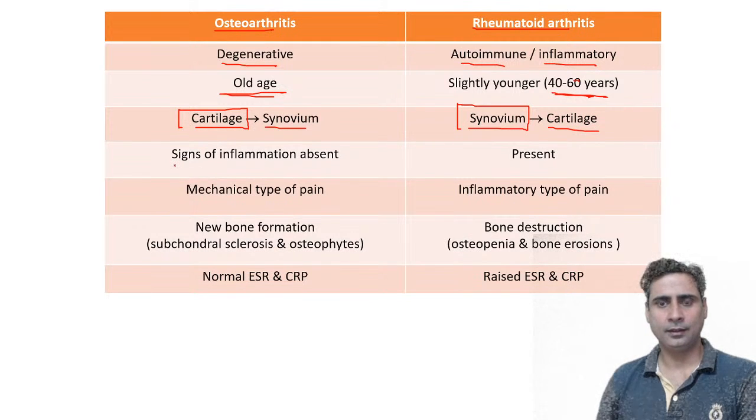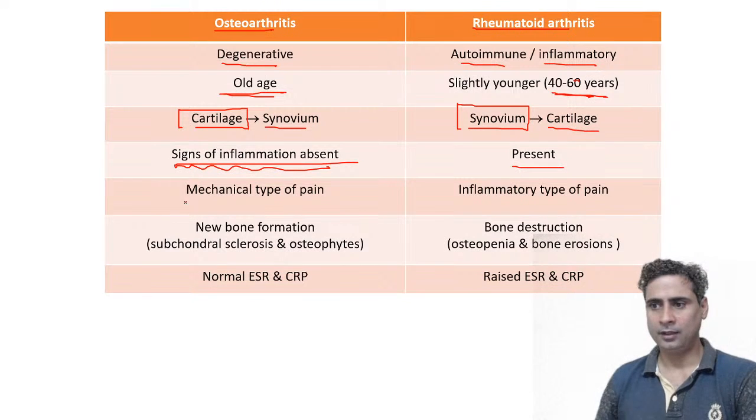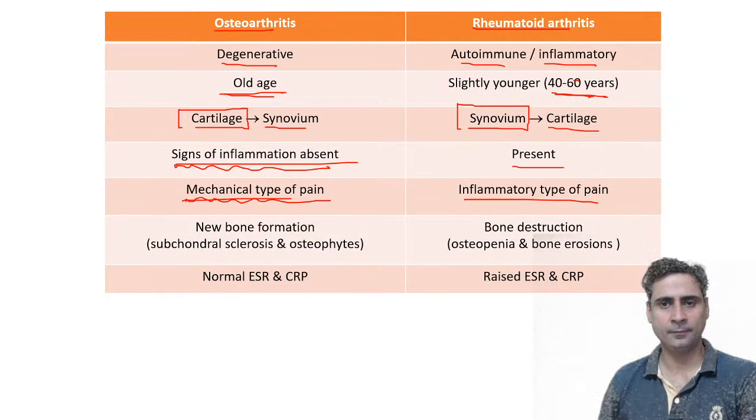As the primary initiating event is not inflammation, signs of inflammation are absent in osteoarthritis, whereas they are present in rheumatoid arthritis. The pain will be a mechanical type of pain with activity on weight bearing, improved by rest. Whereas in rheumatoid arthritis, it is an inflammatory type of pain. Pain and stiffness, which is improved by activity but not by rest.